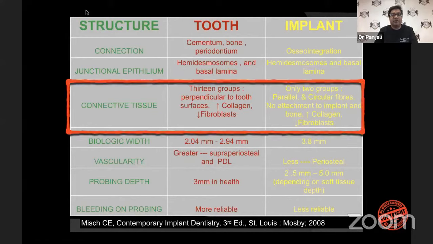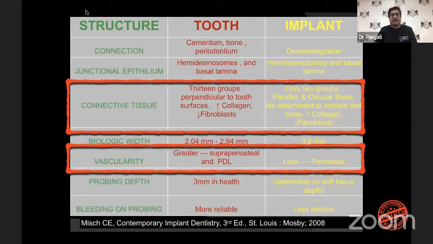And to highlight some of the most important things, number one, the tooth has a lot of connective tissue fibers, a lot of collagen. There are 13 different groups of fibers that attach to a tooth, provide nourishment, provide the blood supply to it. However, implant has got just two. It's got some parallel fibers and some circular fibers. So therefore, this is important to keep in mind when you're treatment planning, because you need to have a good amount of junctional epithelium. You have to have a good biologic width. You have to have a thick tissue to make sure that the connection between the tissue and the implant surface or the abutment is just as tight as it can be.